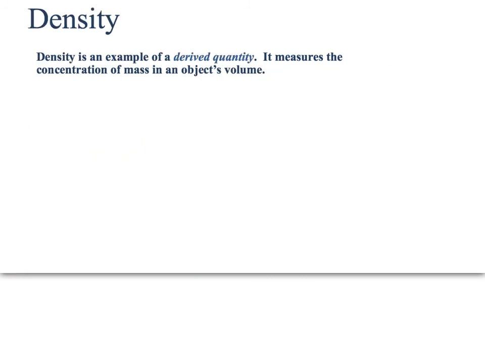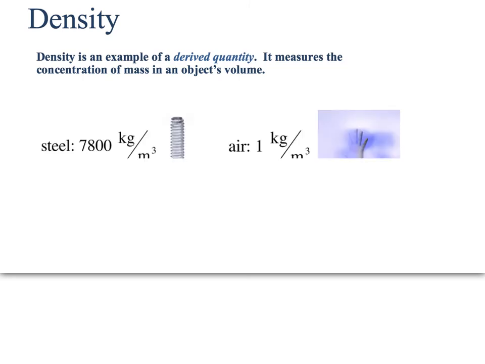Density is an example of a derived quantity. It measures the concentration of mass in an object's volume. Steel has a density of 7,800 kilograms per cubic meter. Air has 1 kilogram per cubic meter.